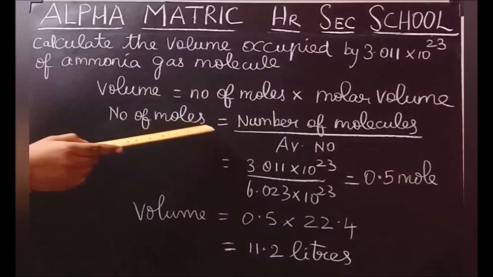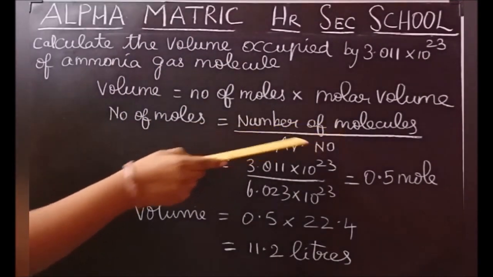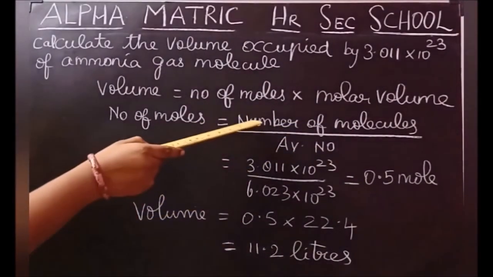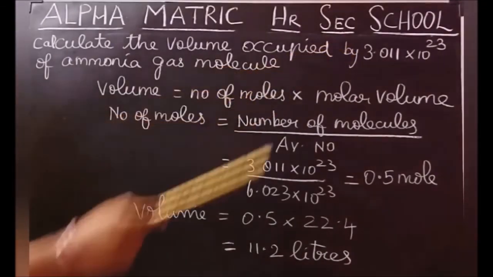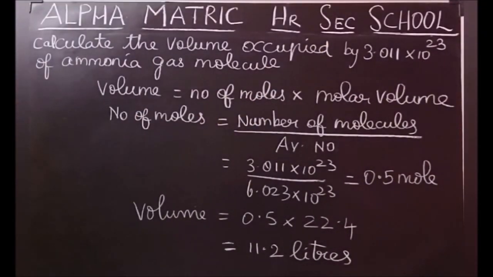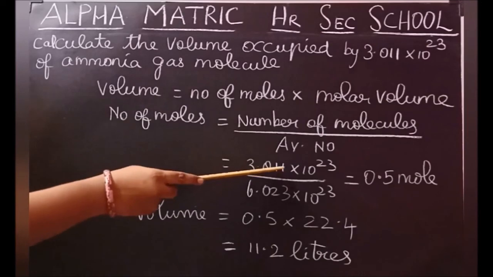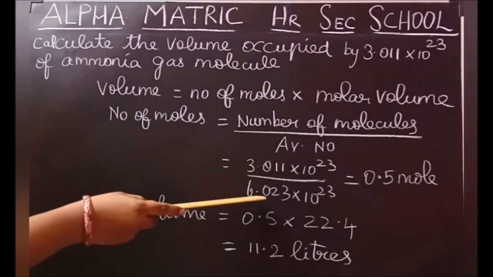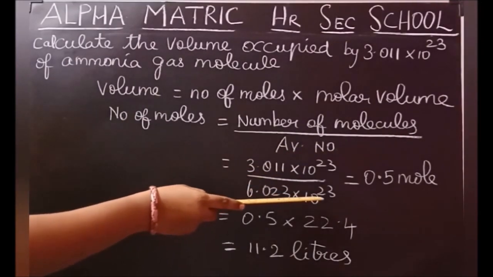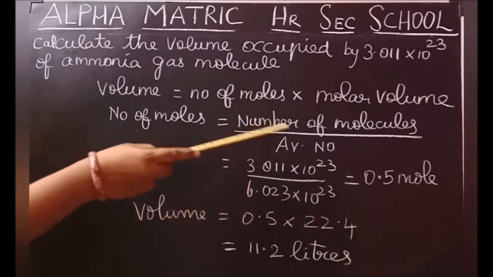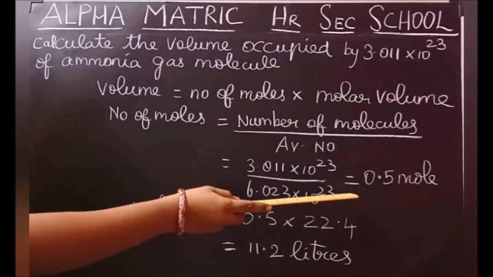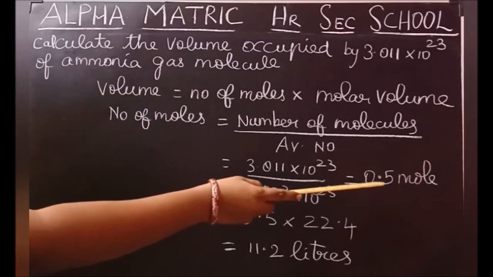Number of moles equal to number of molecules by Avogadro number. What is number of molecules? 3.011 into 10 power 23. Substitute by Avogadro number 6.023 into 10 power 23. If you calculate this, we can find the mole 0.5.